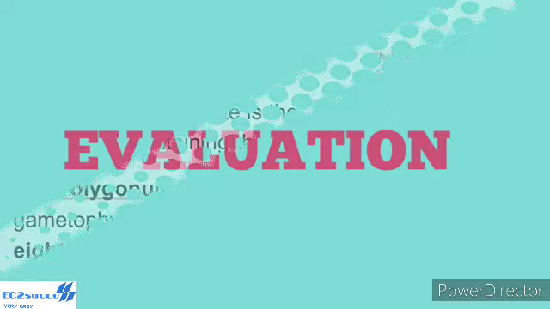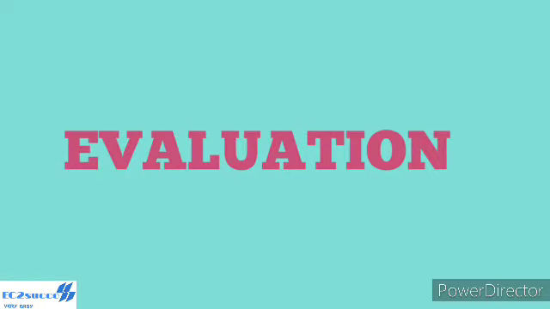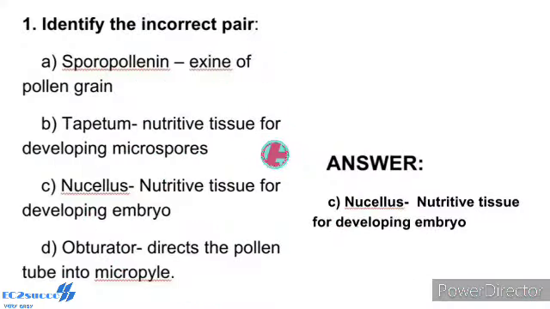So, evaluation for some questions. Number 1, identify the incorrect pair. Option A, sporopollenin, exine of the pollen grain. Option B, tapetum, nutritive tissue for developing microspores. Option C, nucellus, nutritive tissue for developing embryo. Option D, obturator, directs the pollen tube into the micropyle. So option C is the incorrect pair. Nutritive tissue for developing embryo.